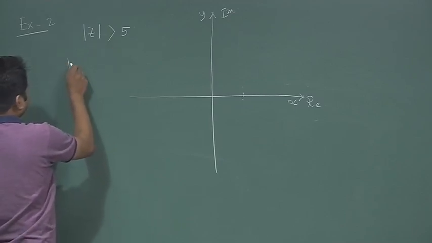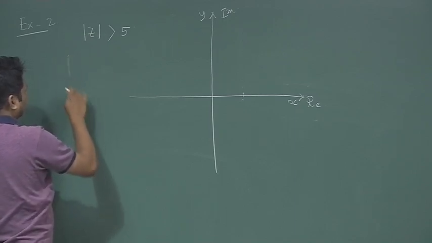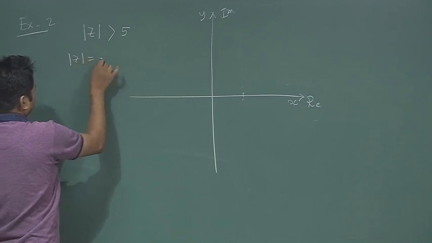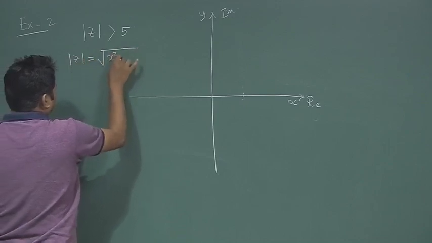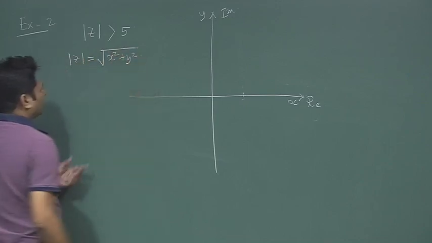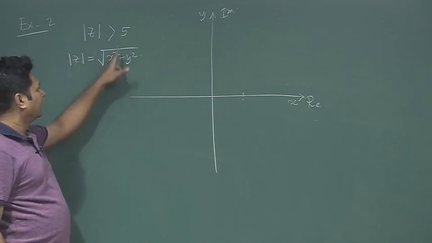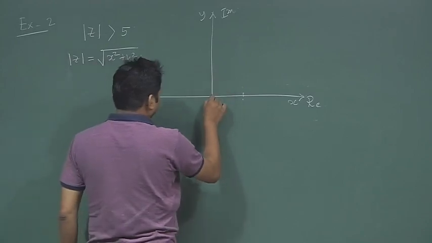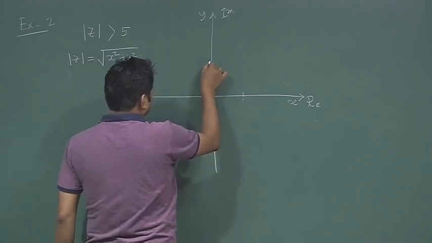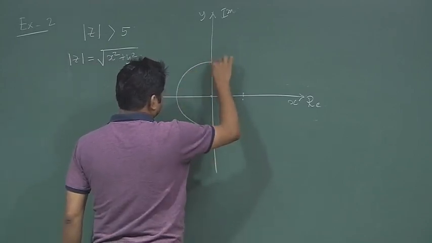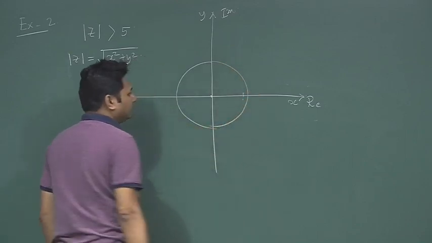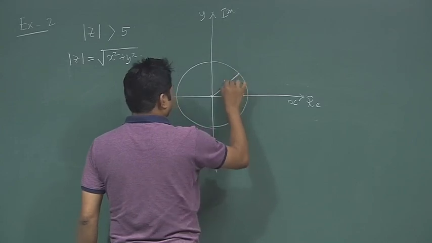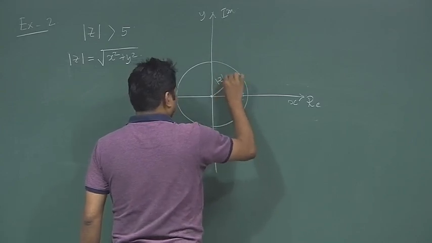Mod of z means whatever the point, you can do that meticulously. Mod of z is nothing but root over of x square plus y square. So root over of x square plus y square is greater than 5. So that means I should have a circle here with a radius 5. So this is my circle. Whatever the value of z you have here, mod of z is equal to 5.